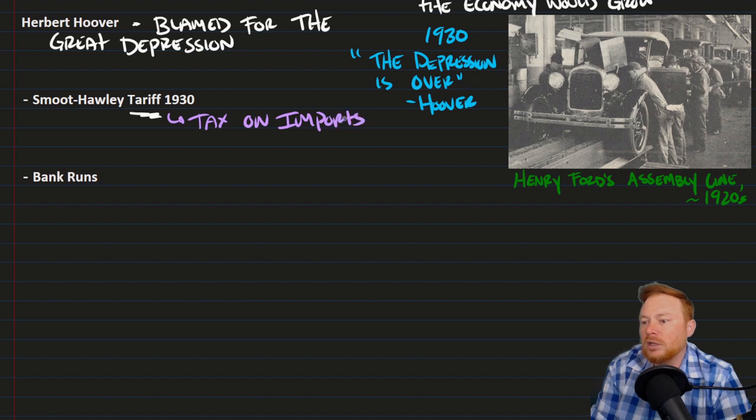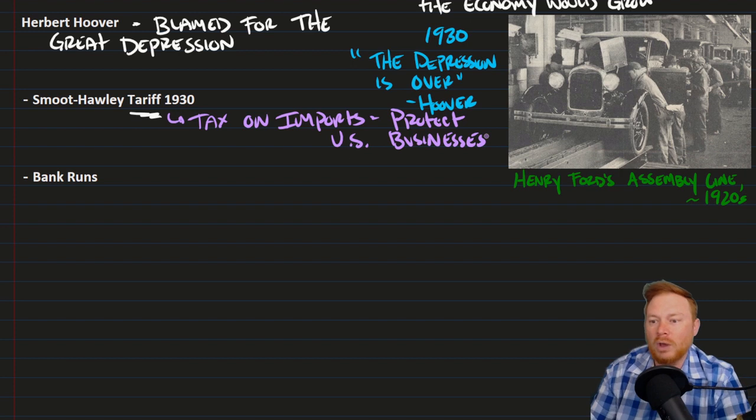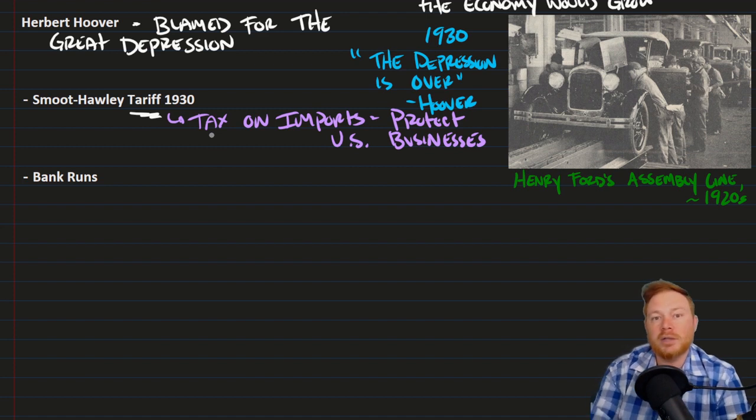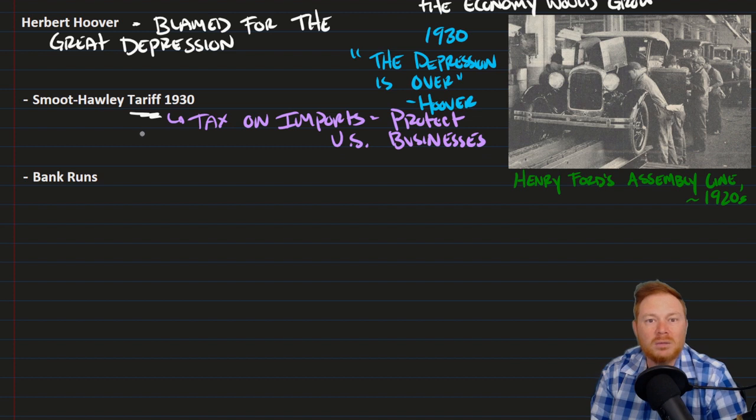And the purpose of tariffs is to protect U.S. businesses. Tariffs were passed during the Gilded Age, primarily just to make businesses richer, right, more wealthy. But it was the wrong prescription, right? If we think about the Great Depression as an illness, the Smoot-Hawley tariff was just the wrong medicine, right? It didn't treat the issue.